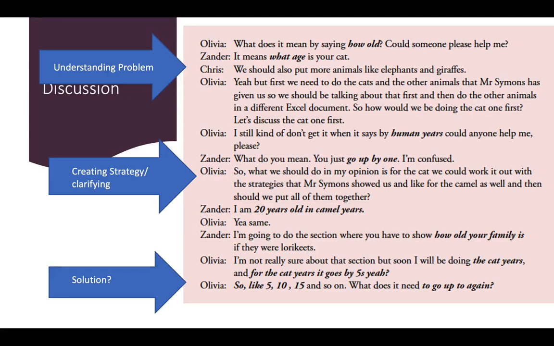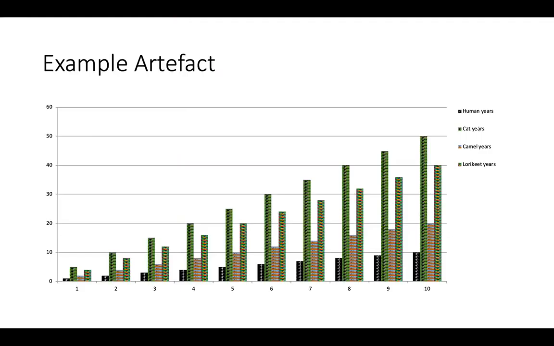All right, so we sort of move through understanding the problem, coming up with a strategy, and then finally offering a solution. Students also created artifacts to represent their thinking. So these students used Excel to create a pictograph to show the relative animal ages given a number of human years. You can't see it really well, but the first one is like a human skeleton, and then we have, I think, a cat, and then some camels, and then some lorikeets.